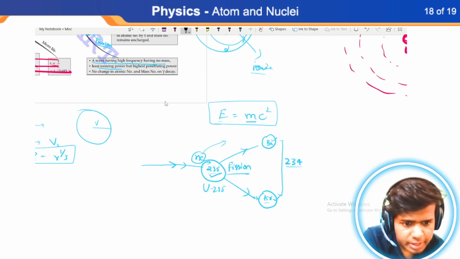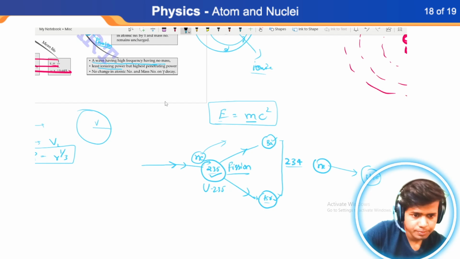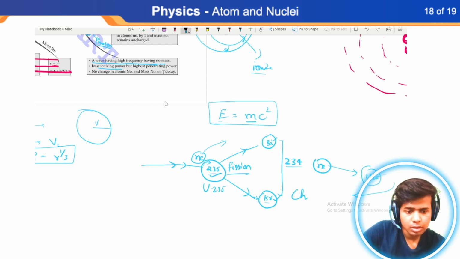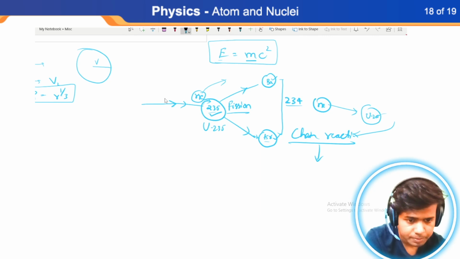So from here what you get is one extra neutron, right? One extra neutron which will go ahead and collide into another uranium 235 atom, and this will result in a chain reaction, right? So this will split again releasing a neutron which will strike into another uranium atom, and this is a chain reaction which will lead to a nuclear explosion or a nuclear bomb.